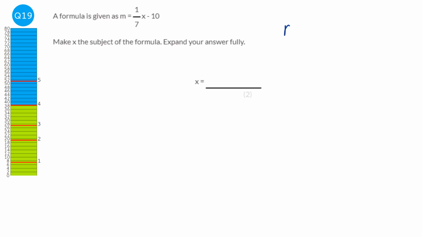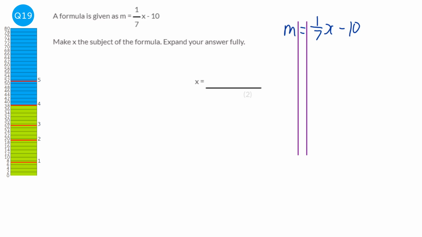So I'm going to start just by writing out the equation. And I could put my lines in. Okay, we're asked to make x the subject. So we're going to first of all add 10 to both sides. In fact, I'm just going to move all this over a little bit so I've got a bit more space.